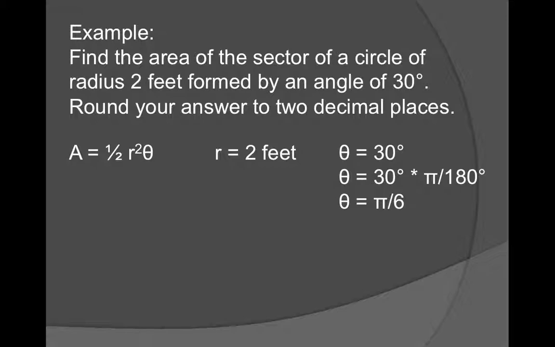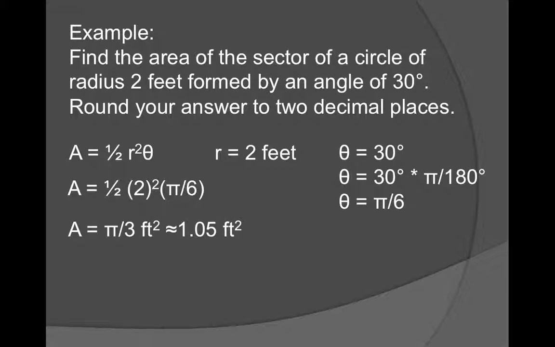Remembering that it must be in radian, I have to change 30 degrees into radian. So 30 degrees times pi divided by 180, so that my degrees will cancel, gives me pi divided by 6 radian. Now I can proceed to put my information into my formula. So I'm going to put 2 in for r and pi divided by 6 in for theta. 2 squared is 4. 4 times 1/2 is 2. 2 pi divided by 6 reduces to pi divided by 3 feet squared.